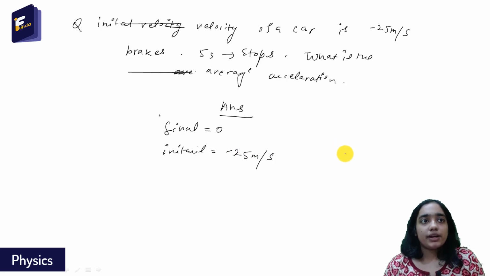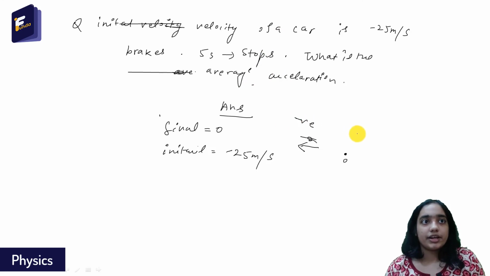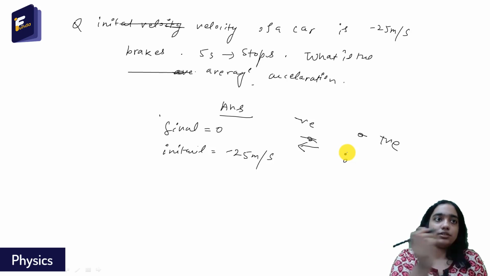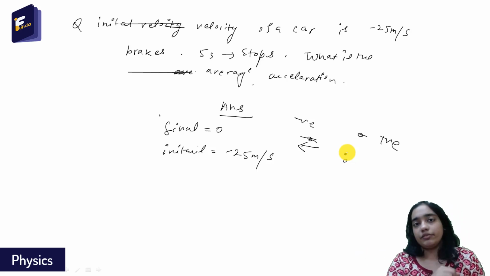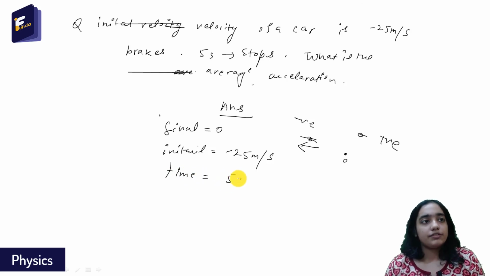What is the meaning of minus 25? If this is the origin, then the car is moving in this direction, that is the left. If we choose left as negative and right as positive, then the car is moving in the negative direction, towards the left. So finally it stops. What is the time taken? Time equal to 5 seconds.